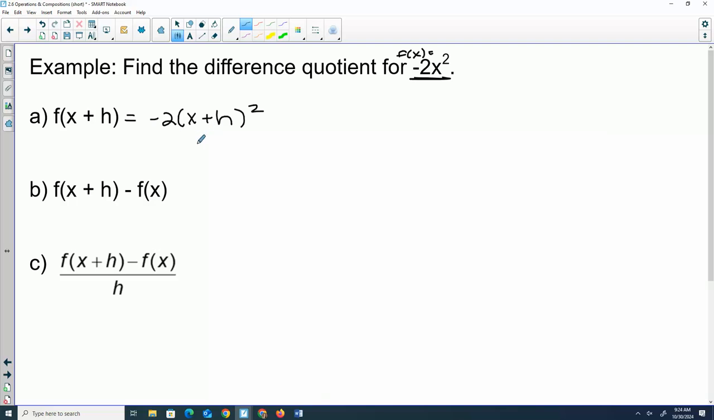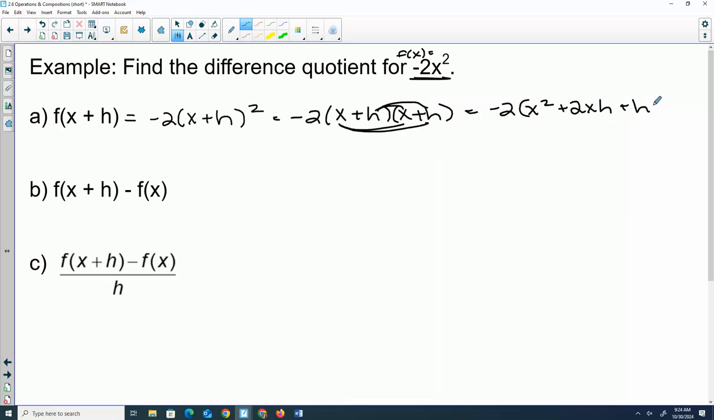Alright, so is everyone okay with what I'm doing right here? If we have x plus h squared, what does that mean? We have 2 of them, we have to FOIL. So that's x squared, plus xh and plus xh would be 2xh, plus h squared. If we distribute the negative 2, we get negative 2x squared minus 4xh minus 2h squared.